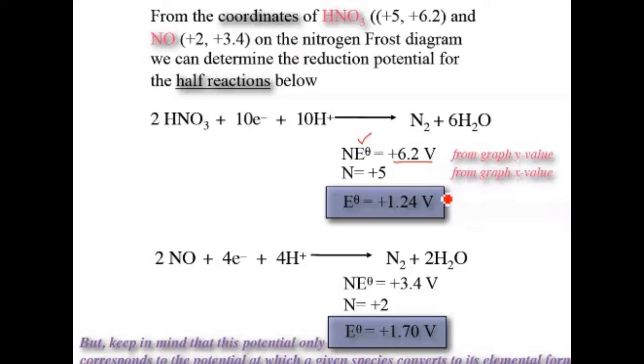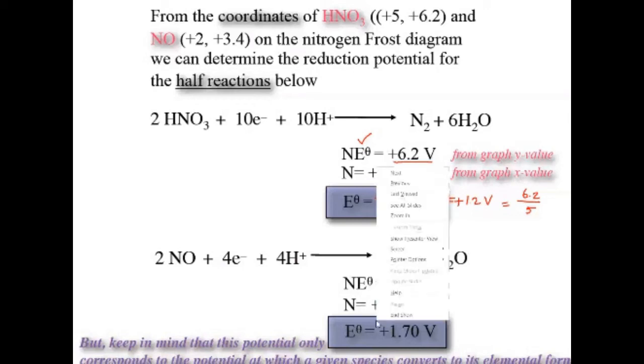So that is what we are calculating. This value 1.24 is coming from 6.2 divided by 5. Okay, so the value is 1.24. But in the case of NO converted to N2, the Ne value is +3.4 from the Frost diagram. N equal to 2. So the E value is nothing but 1.7. Okay, so now we are seeing that plus 1.7.